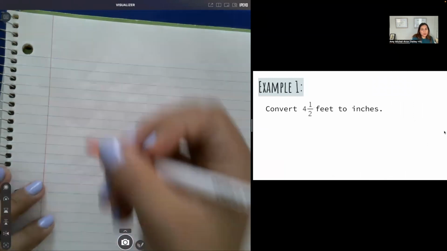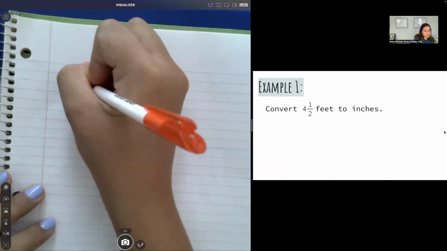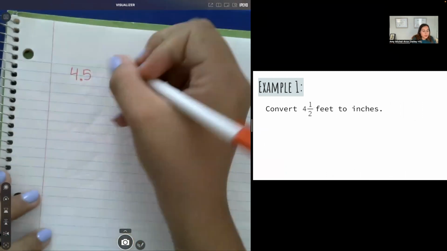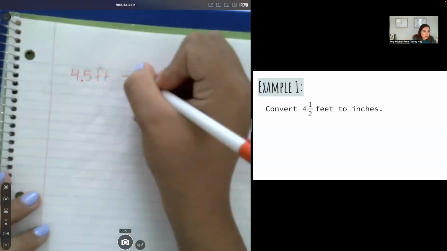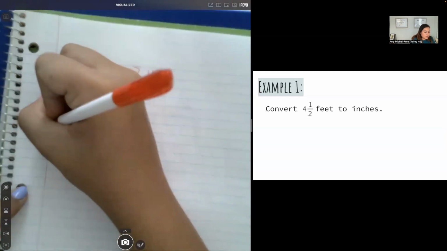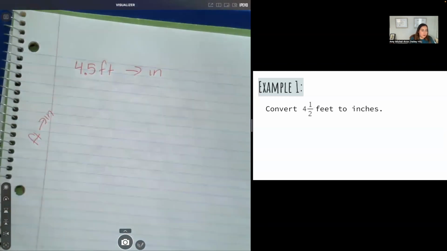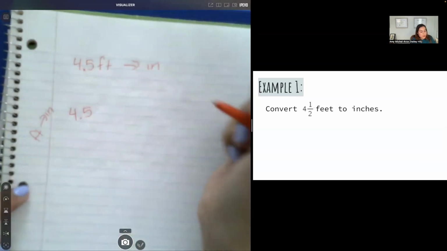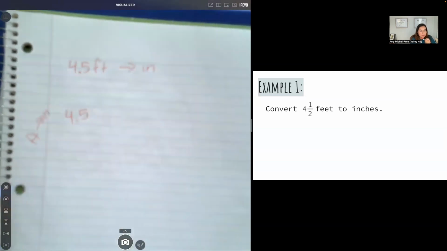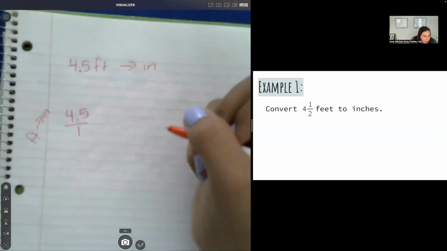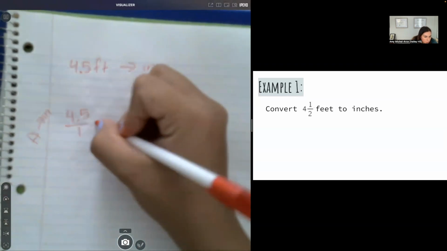So first example, convert 4.5, right? Half of something is 0.5 of it. Feet, we want that into how many inches? So going from feet to inches, take that 4.5. And whenever you want something listed as a fraction and there's a whole number with nothing under it, you can just put a 1 under. Anything divided by 1 is just itself, so you could put a 1 under any whole number.